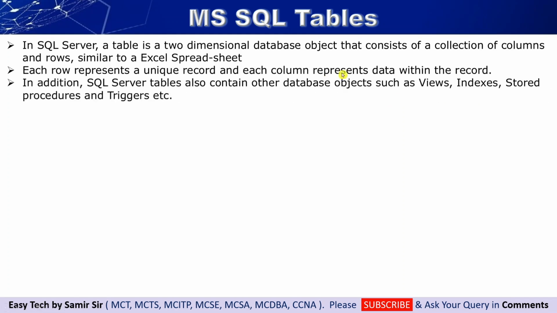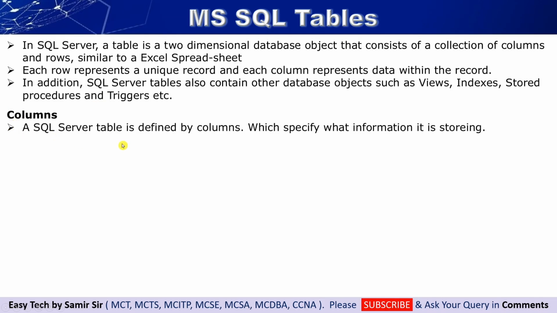In addition to the SQL table, in the database we can also save extra objects like views, indexes, stored procedures, triggers, etc. But as of now, we are trying to concentrate our attention on tables. Now, the most important part in a table is columns. In SQL Server, tables are defined by columns. That means columns will specify what information the table is storing.